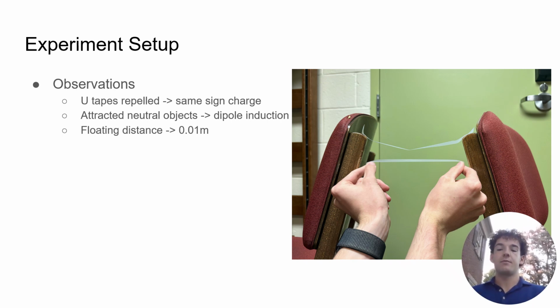This simple setup gave us measurable data about a very abstract concept. The charges are super small, and sometimes you wouldn't even notice this stuff if you weren't looking for it. But this tape is super light, so it makes it easy to see.